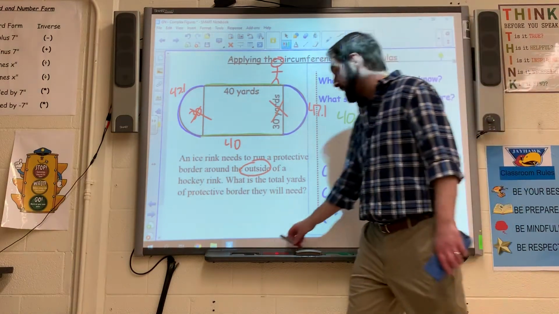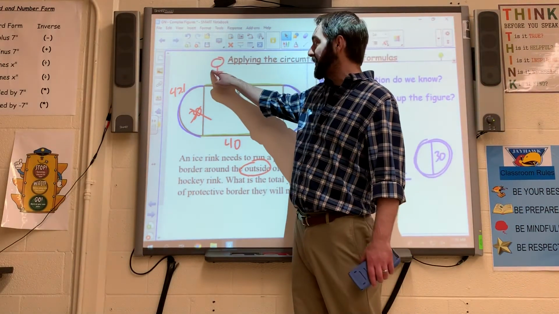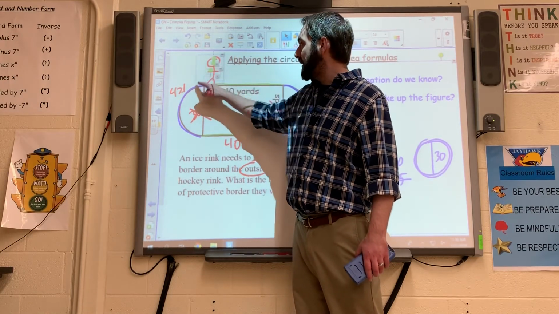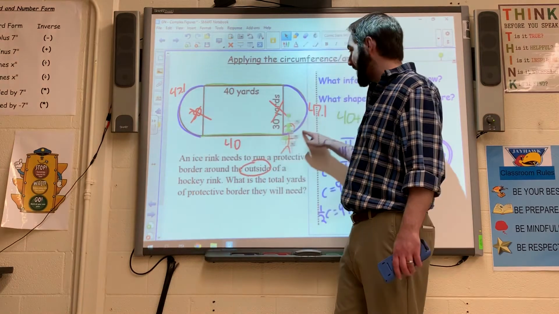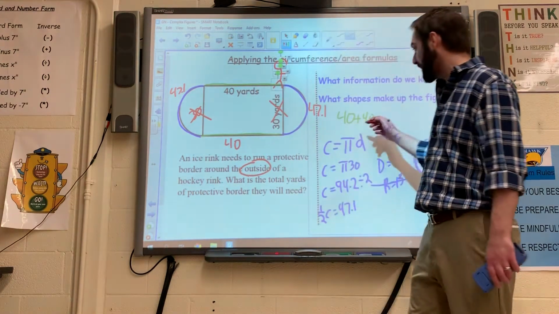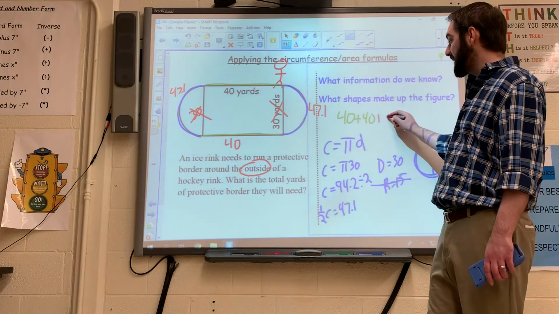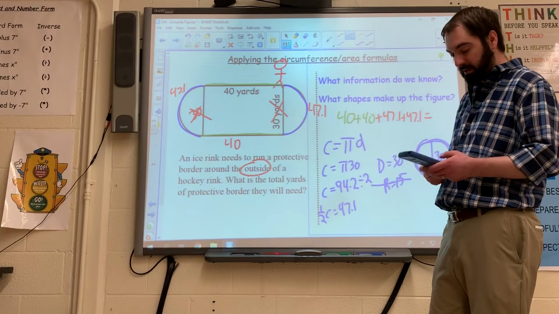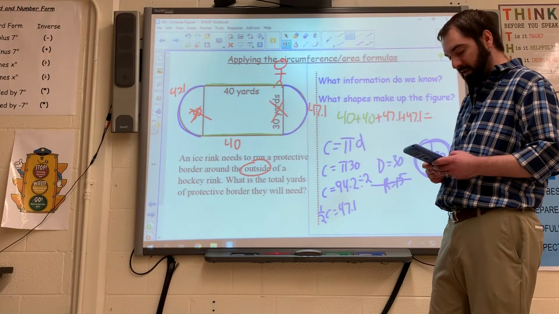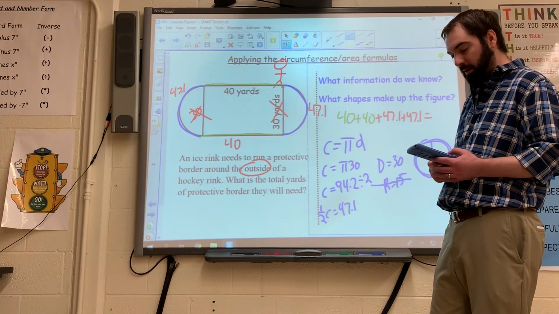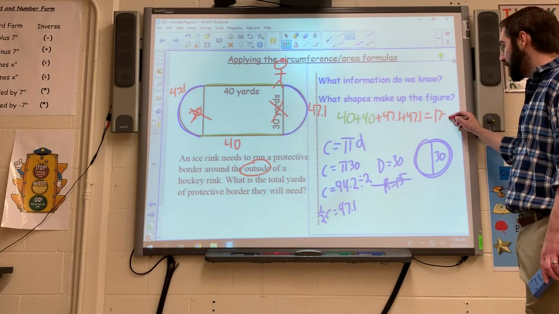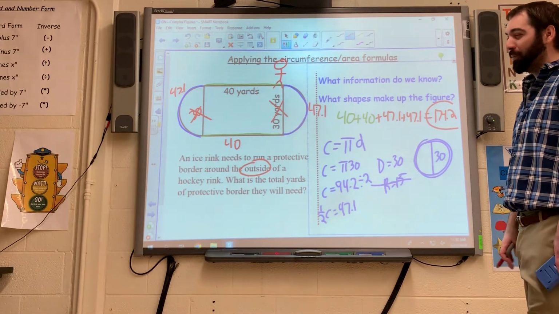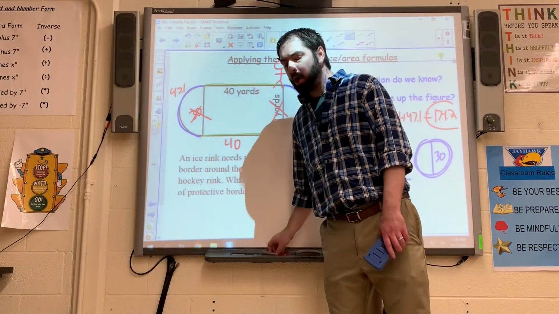And then once I again walk my guy around the rink, he went 40, 47.1, 40, and another 47.1. So if I go back to my original problem, I had 40 and 40. I need my two 47.1s. Again, last step, I pick up a calculator. 40 plus 40 plus 47.1 plus 47.1 gives me a total of 174.2 yards.